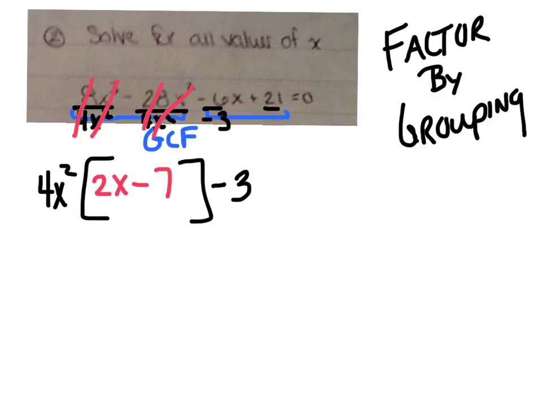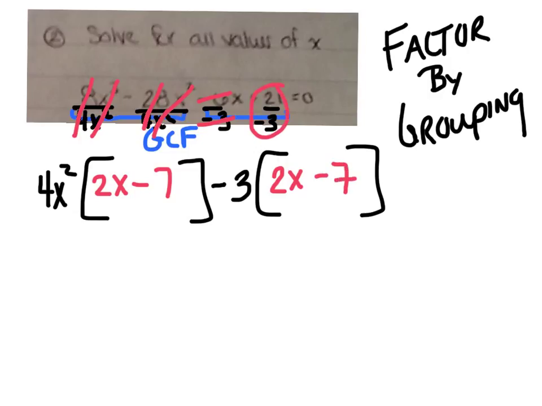And again, watch what happens when I do this. Negative 6 divided by negative 3 is positive 2, and I'll keep the x. 21 divided by negative 3 is negative 7. Look, they match. That was our goal. The two things in these brackets had to be the same.